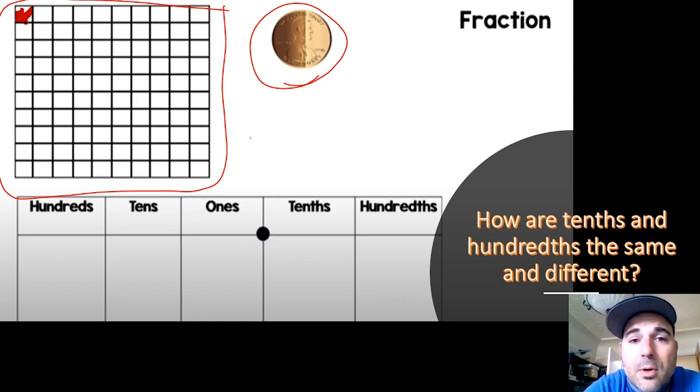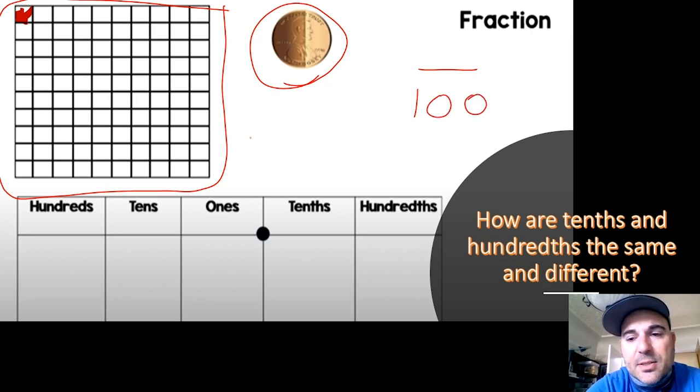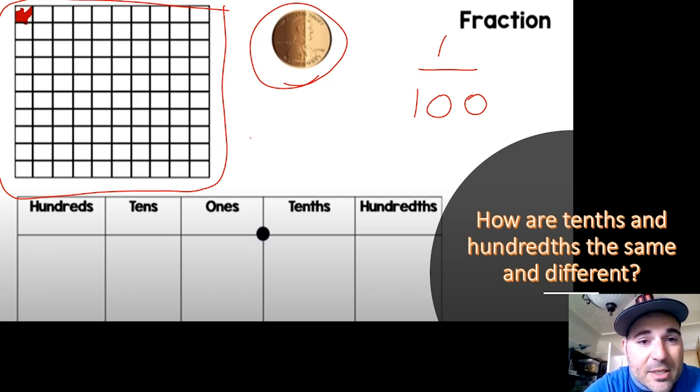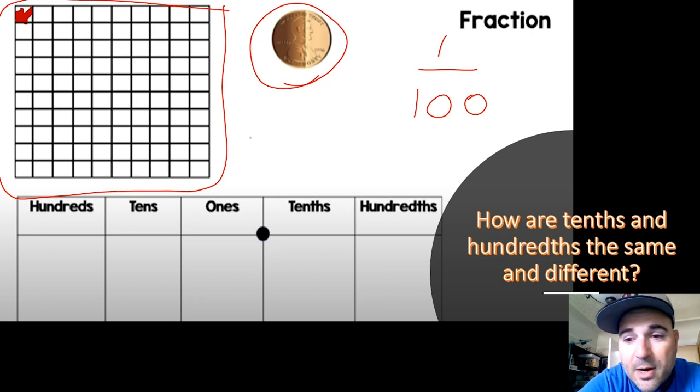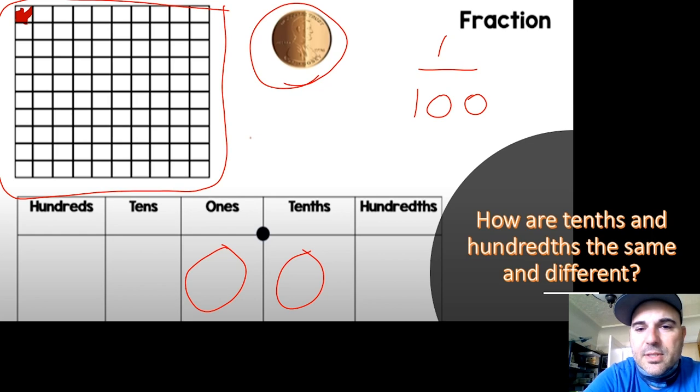If I wanted to show 100th as a fraction, I would make a denominator showing that I had 100 pieces, and I would show that I have one of them. And if I wanted to write it numerically, I'd look at my decimal grid and ask myself, are all of the squares colored in? No. So I have 0 whole decimal grids, 0 tenths, and 1 hundredth.